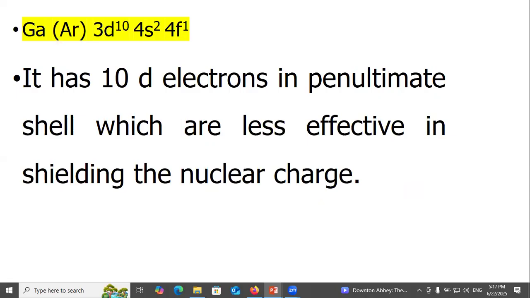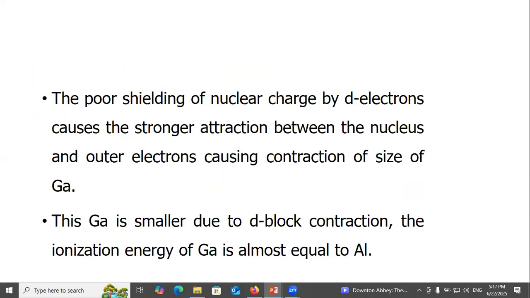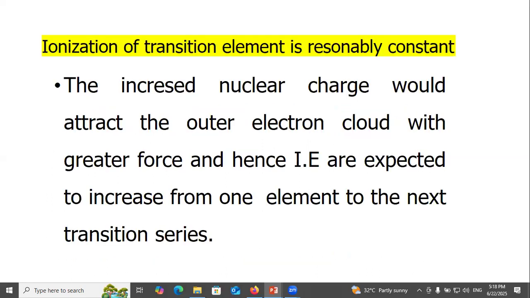It has ten d electrons in the penultimate shell, which are less effective in shielding the nuclear charge. The poor shielding of the nuclear charge by these electrons causes stronger attraction between the nucleus and the outer electrons, causing the contraction in size in gallium. Gallium is smaller due to the d-block contraction. The ionizing energy of gallium is almost equal to that of aluminum.